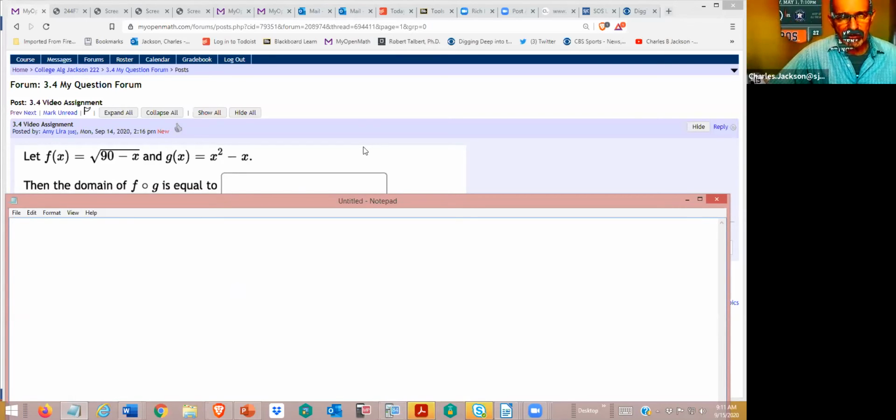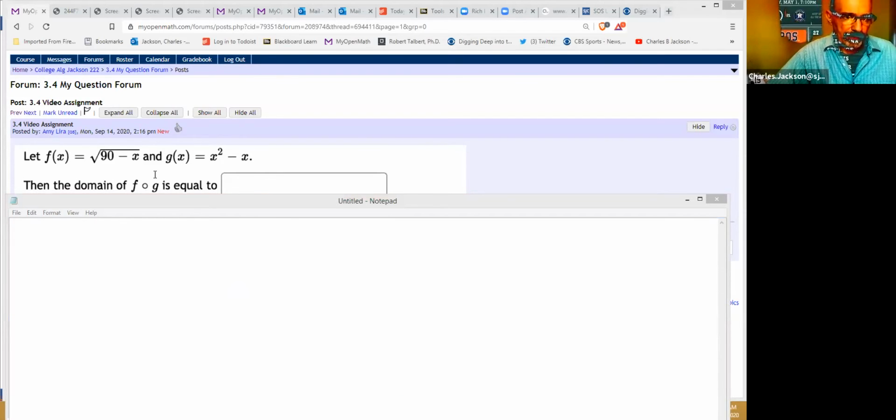Domain is the set of x values. f composed with g, that little circle, of course, we're understanding it does not mean times. It means f of what? f of g of x.